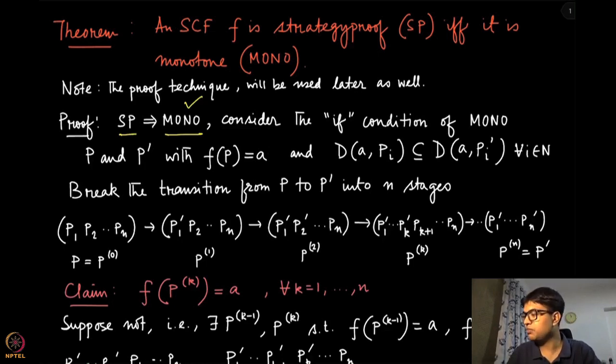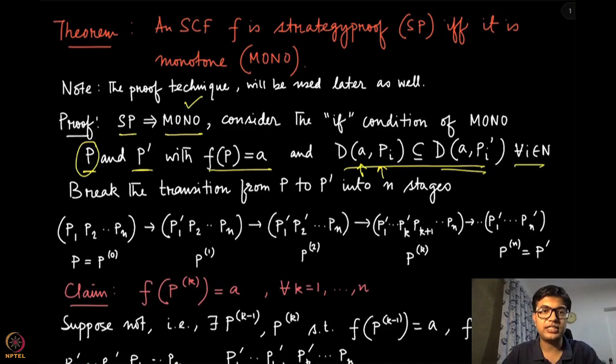So what was monotonicity? If we had two preference profiles P and P prime, where in the first preference profile the outcome was A, and the dominated set of A under Pi is weakly increasing in the other preference profile P prime, for all the agents. Now you can break the transition from P to P prime into n different stages. In each stage, only one agent's preference is going to get changed.